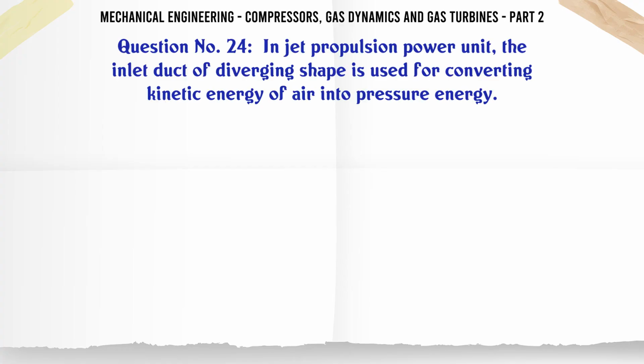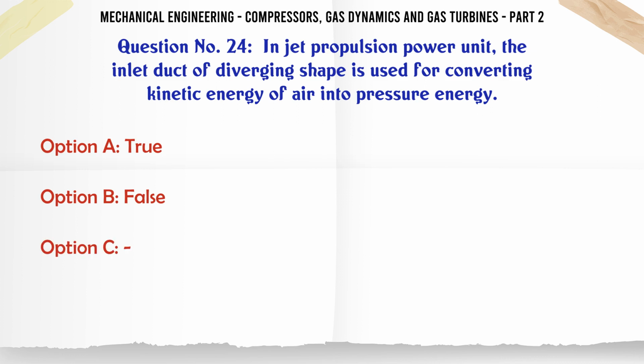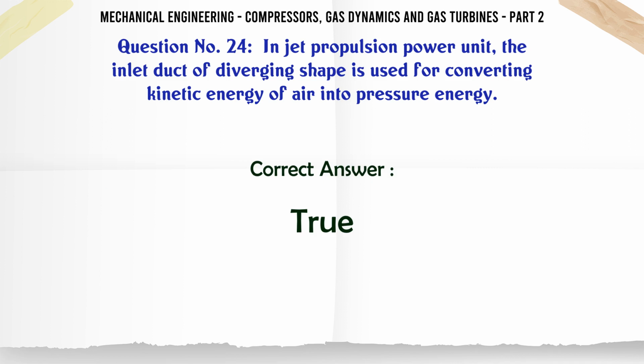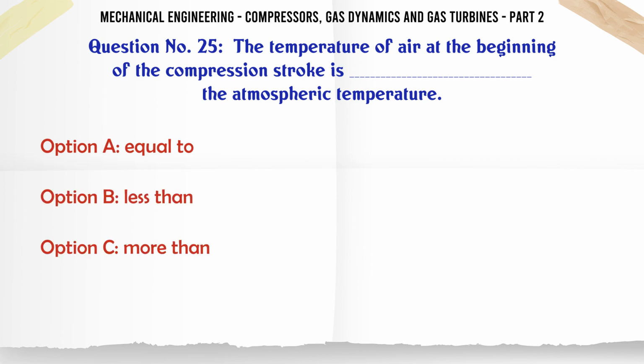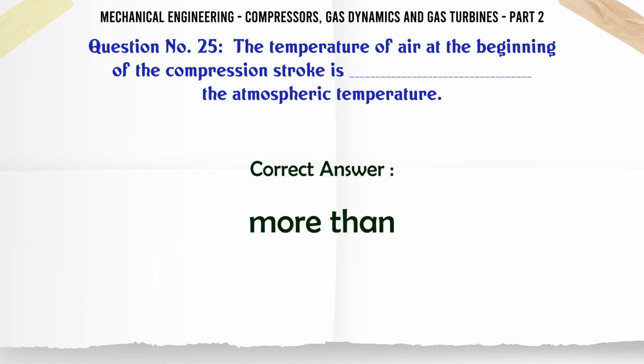In jet propulsion power unit, the inlet duct of diverging shape is used for converting kinetic energy of air into pressure energy. A. True, B. False, C, D. The correct answer is true. The temperature of air at the beginning of the compression stroke is the atmospheric temperature. A. Equal to, B. Less than, C. More than, D. The correct answer is more than.